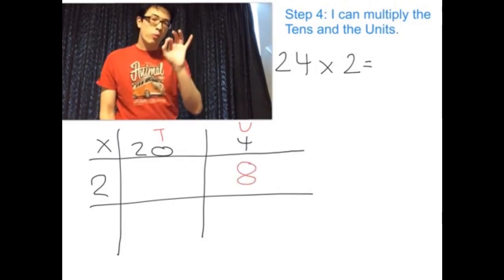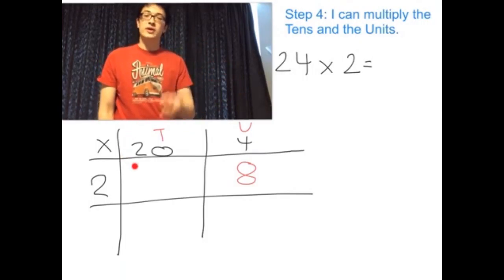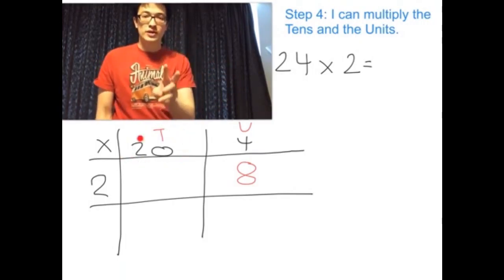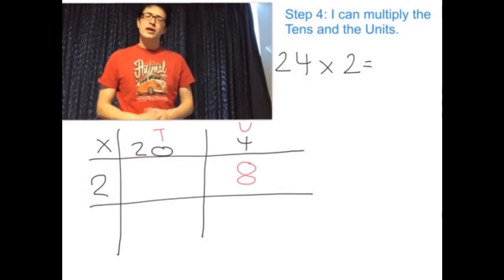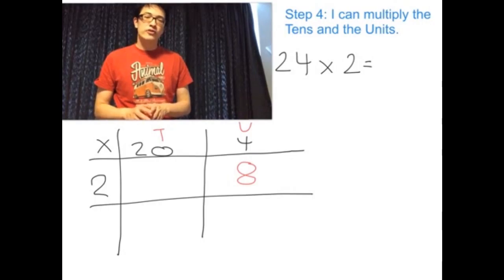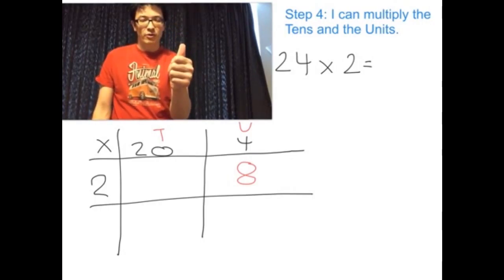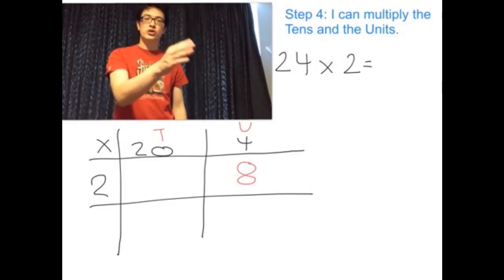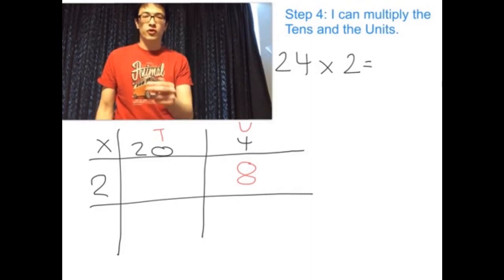Once we've multiplied the units, we then have to multiply the tens. So here we can see that we have got 2 tens, or 20, and we're multiplying it by 2. So how exactly do we do that? Well, first of all, take your thumb and cover up the 0. Now imagine you are doing 2 times 2. So 2 times 2 gives us 4.